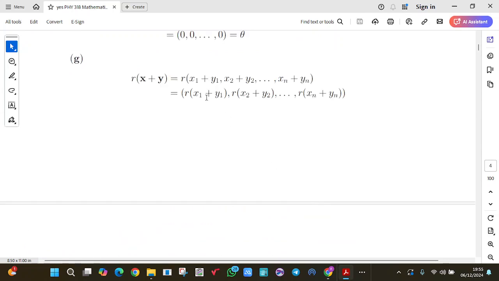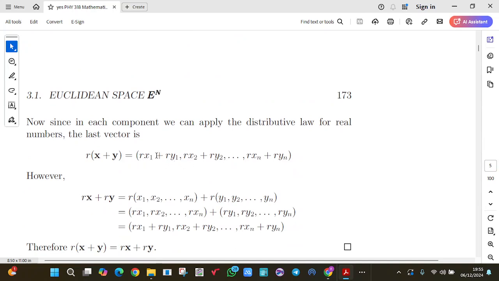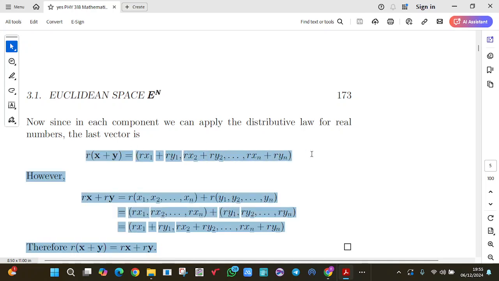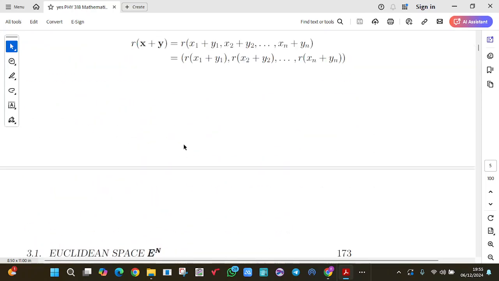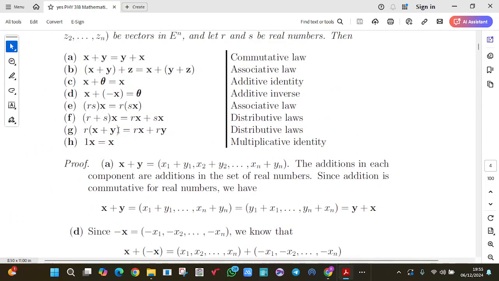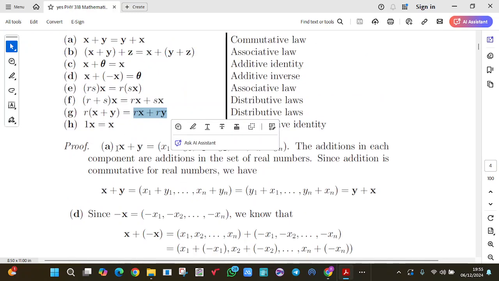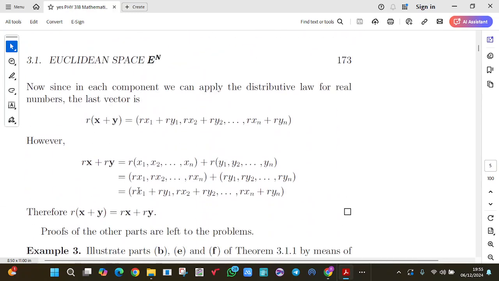So if you now open, this arrow goes here, it will be rx1 plus ry1, comma, rx2 plus ry2, up to rxn plus ryn. All this part is correct, right? Yes, sir. Perfect. However, we'll now take the second part. See the g, we're looking for the g. We want to take this part now. We are finished with this part. We have landed with this as the result of that part.